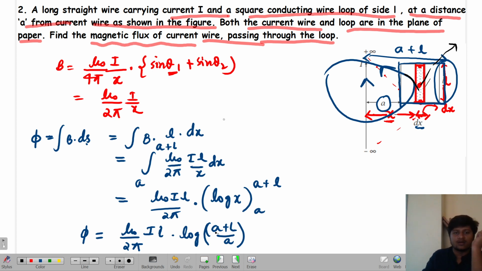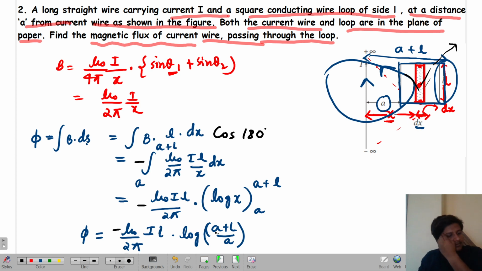So here one term will come: cos 180. So cos 180 is what? Negative. So all of these terms will be negative. So flux is the negative of mu naught by 2 pi I L into log of A plus L divided by A. Got it? Easy peasy? Any kind of doubt?